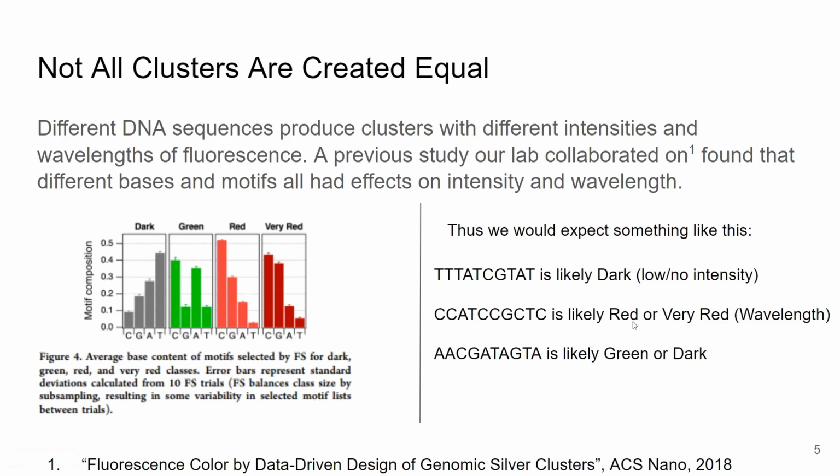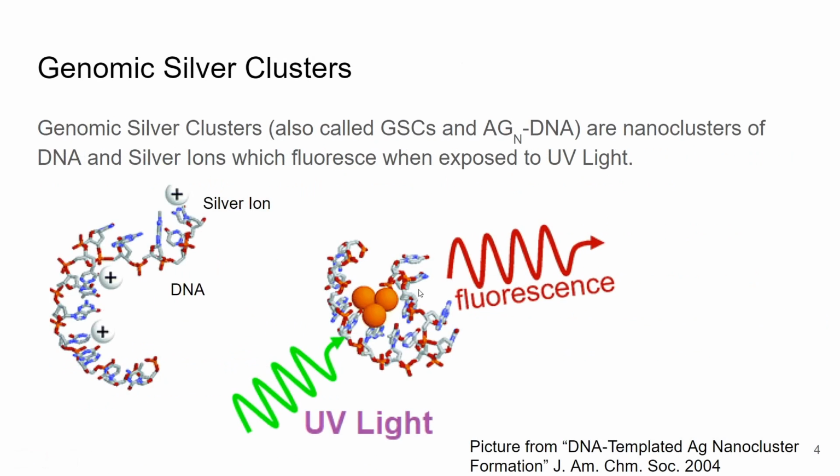If we see a lot of C's in something, we're probably going to assume it's either red or very red, right? And if we see a lot of A's in something, like this final one here, I think this one's supposed to demonstrate A's, we might assume that it's green, or we might be able to assume that it's dark, right? So in general, we're able to basically eyeball what we think the color is going to be. But that's not 100% true 100% of the time, right? So this is just in general. And we want an even deeper understanding of why certain base compositions fluoresce a certain color.